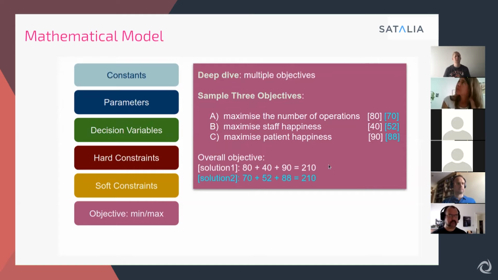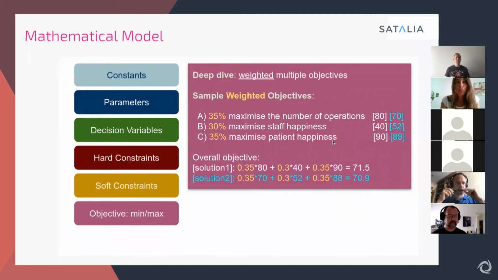And often what we want is to prioritize certain objectives over another objective. So we might want to say it's actually much more important that we have a high number of operations than, let's say, the patient happiness. So what we can do is we can add weights to the objective. In this example here, what we often do is we take, let's say we have 100% for the weights, and we give proportions of those 100% to each objective. And in this case, we say that objective A and C are weighted the same, and objective B slightly less.